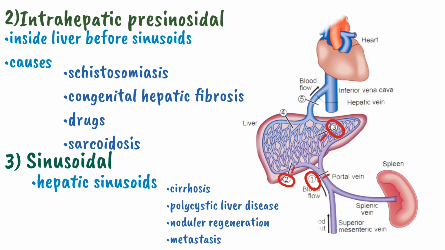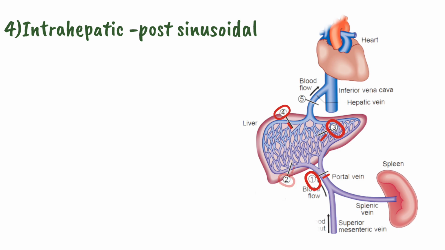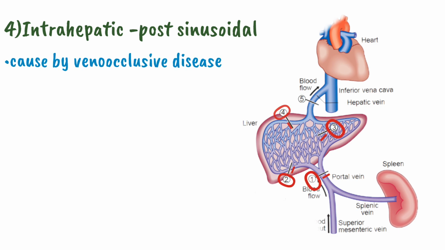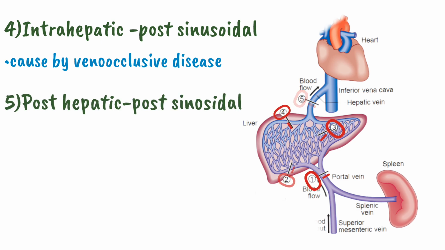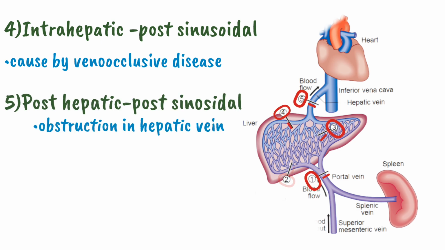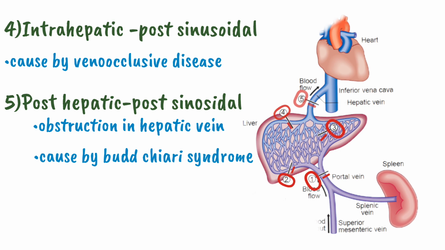This sinusoidal obstruction leading to portal hypertension is caused by cirrhosis, polycystic liver disease, nodular regenerative hyperplasia and metastatic malignant disease. The fourth one is intrahepatic but post-sinusoidal, meaning the obstruction is in the liver but after the sinusoids, and it is usually caused by veno-occlusive disease. And the fifth one is post-hepatic post-sinusoidal, meaning the obstruction is in the hepatic vein. This kind of portal hypertension is caused by Budd-Chiari syndrome. So these are the 5 main classes of causes of portal hypertension.